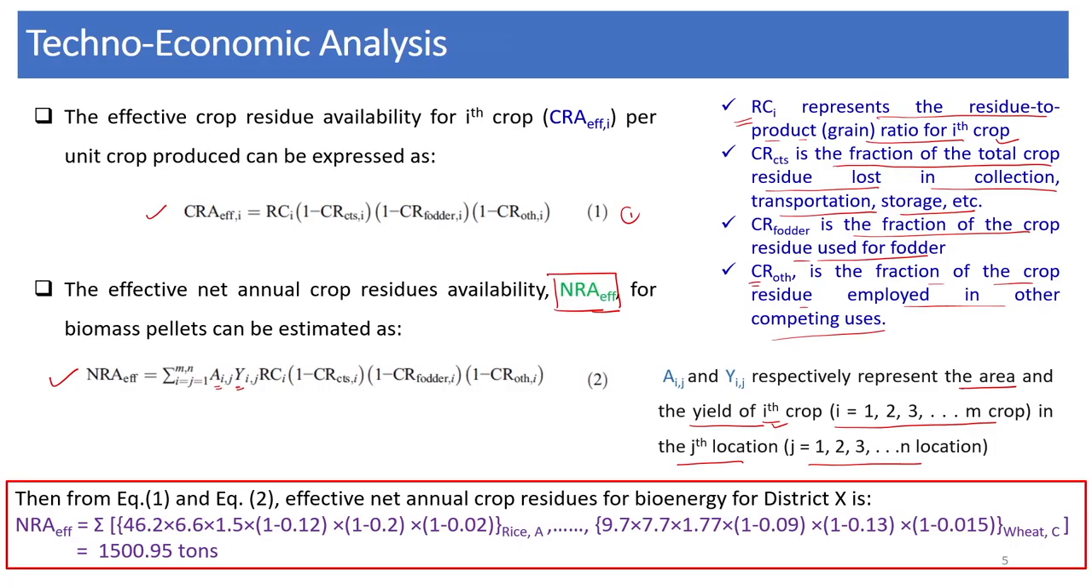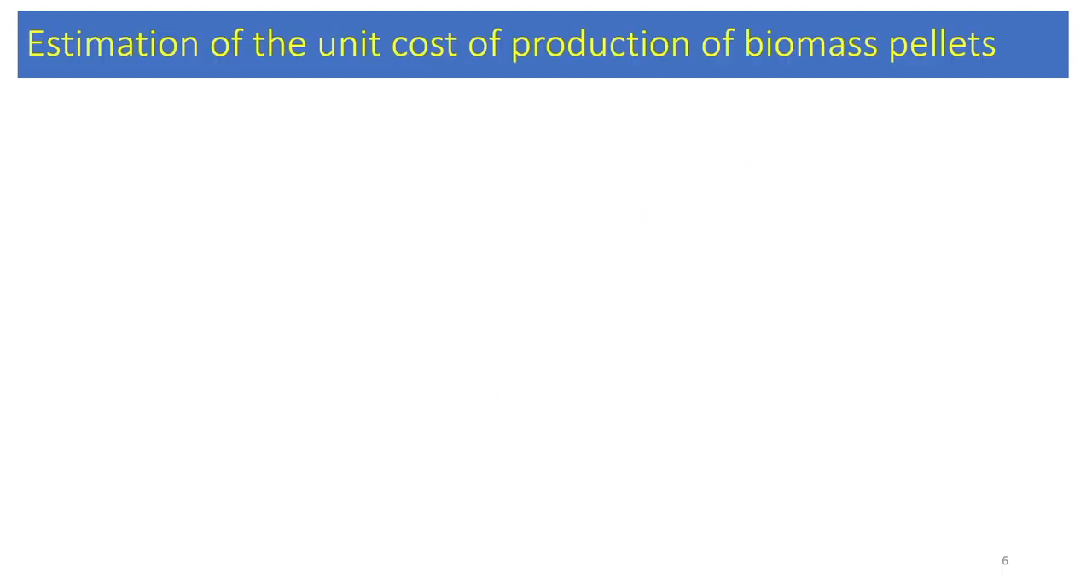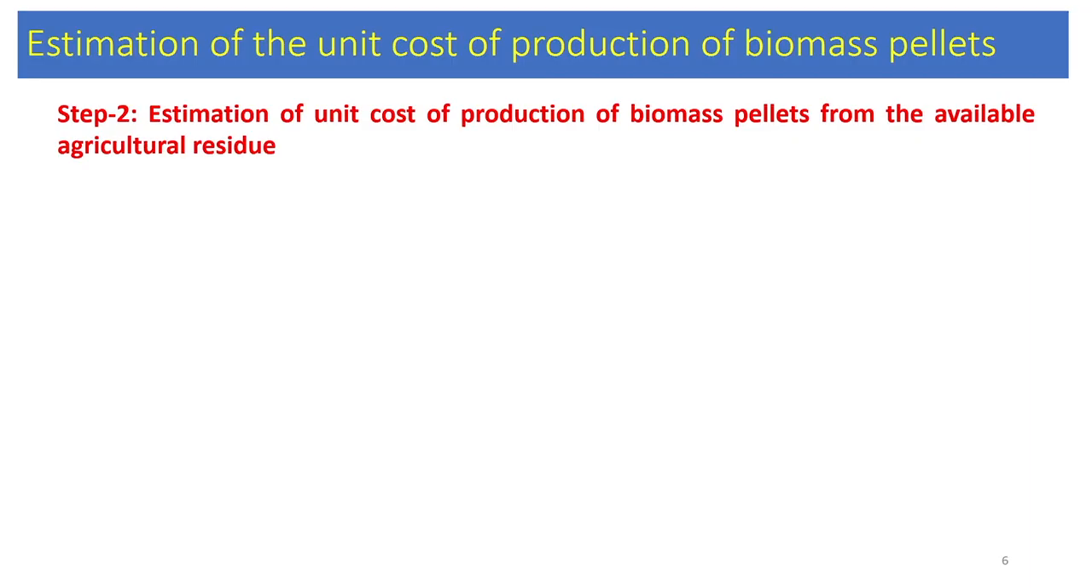Now, let us move to the next discussion, the estimation of the unit cost of production of biomass pellet. Once we are done with the previous estimation, then we will find out the unit cost of production of biomass pellets. Okay, so let us see how this can be calculated. That is how we can say this is step 2.